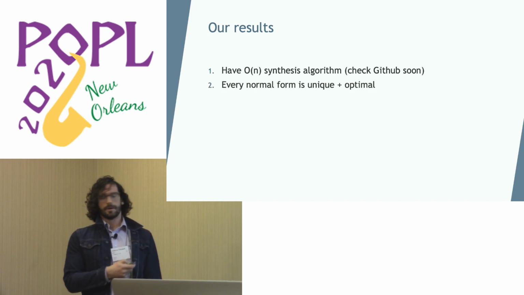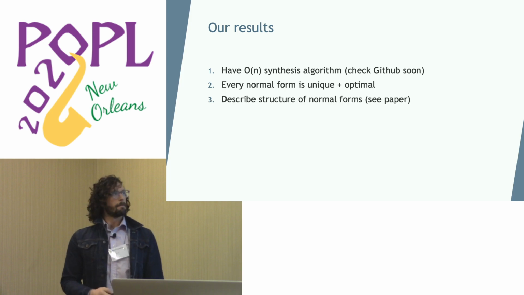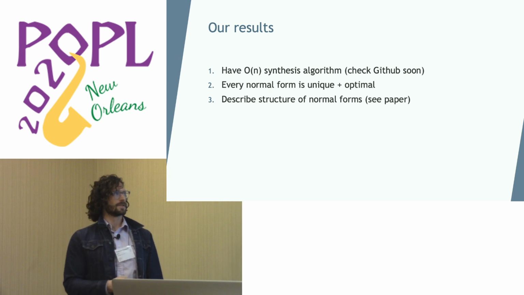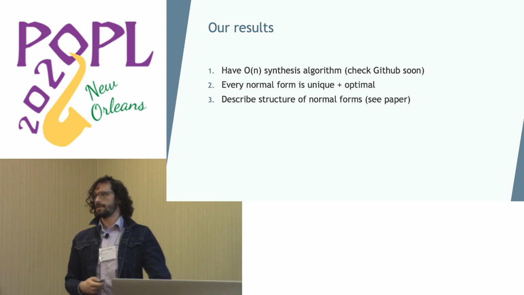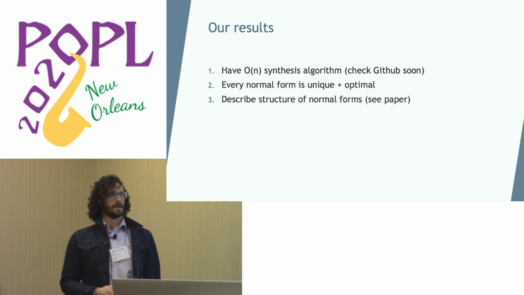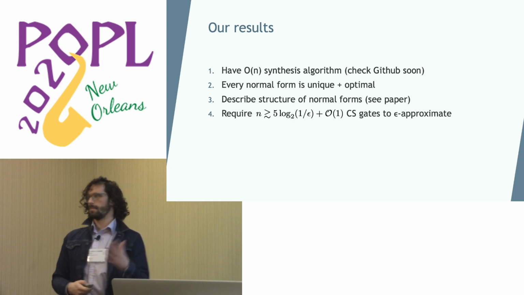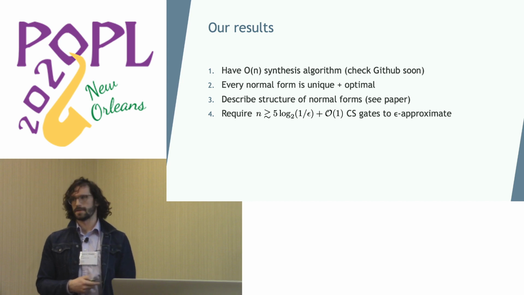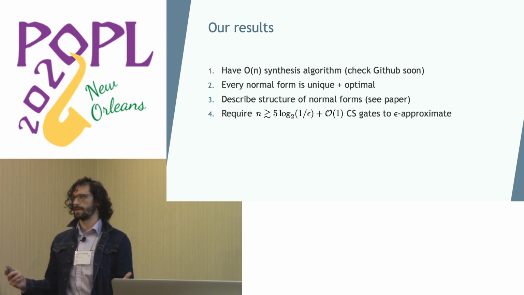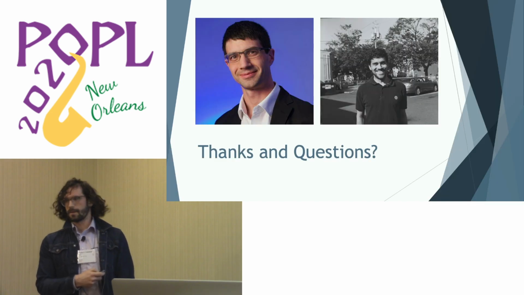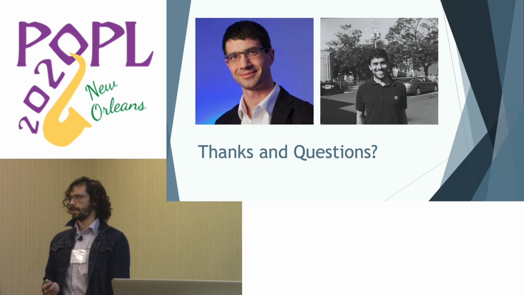Every normal form here is unique and optimal, where the normal form is simply the output of the synthesis algorithm, essentially. We actually go on to describe the structure of these normal forms. If you want to dig into this, you can look at the paper. It's a little more involved. And then finally, using some volume counting argument, you can show that you need at least 5 log 2 1 over epsilon CS gates to epsilon approximate any unitary. And so with that, I'd like to thank my 2 collaborators and open it up to any questions.